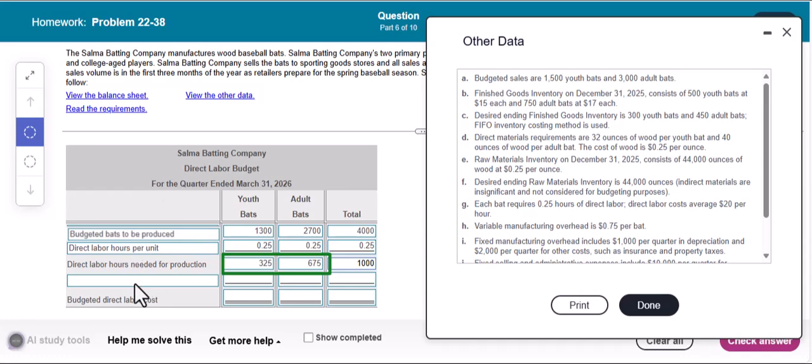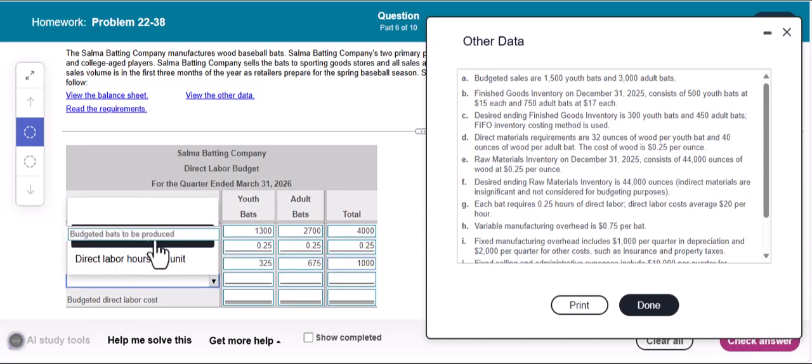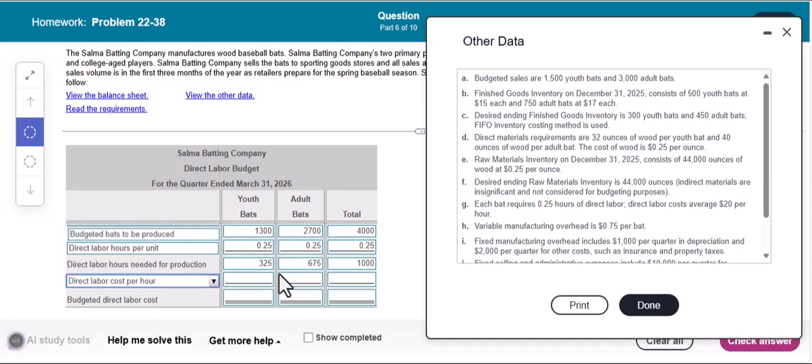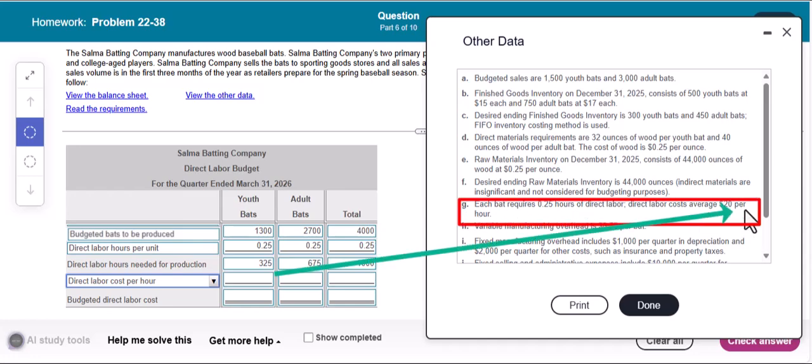Then our next field is direct labor cost per hour. So we'll input that there. And it's given to us again in that G in other data. It says direct labor cost averages $20 per hour. So what we're going to do is input 20 for each, because again, it's the same cost for each of those bats. And this is also going to be 20. Again, we're not adding these two across. This is just direct labor cost per hour. It's the same for both.